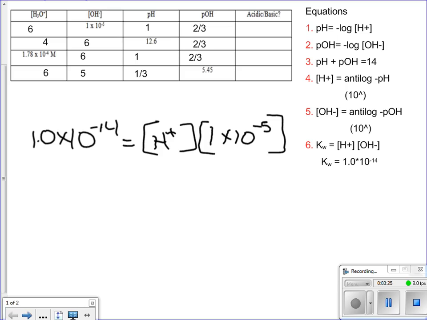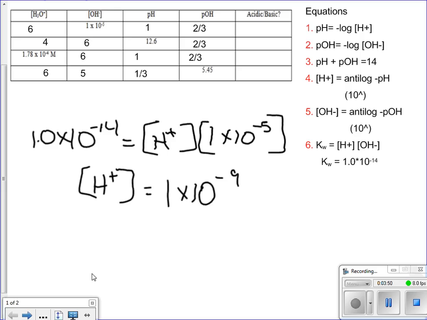So plug this in your calculator: 1 times 10 to the negative 14th divided by 1 times 10 to the negative 5th. And you should get that your H+ value is equal to 1 times 10 to the negative 9th. And so that's what you're going to put in that first box. So now we can go on to the next one.